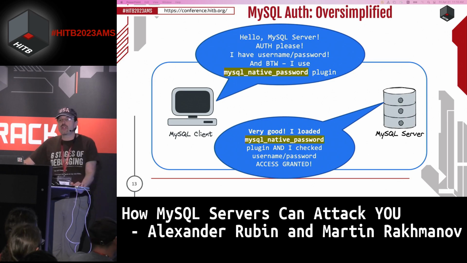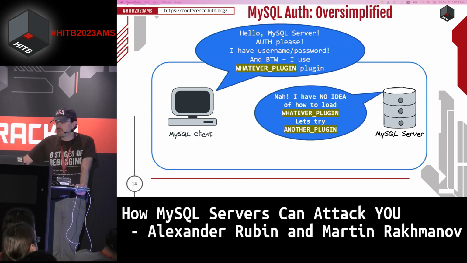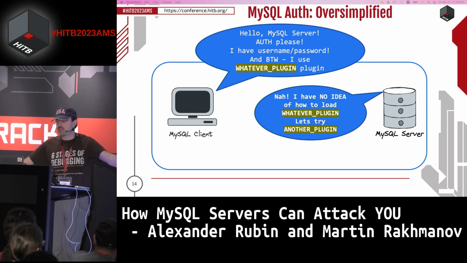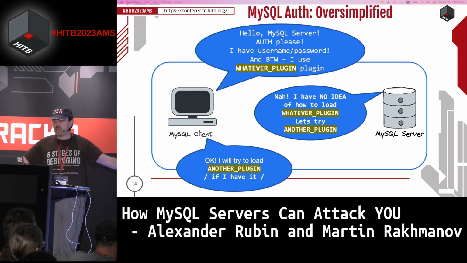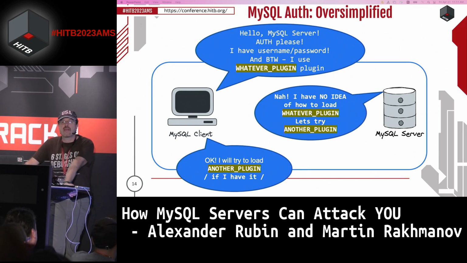Now, let's say that you have created your own version of auth plugin. And then you connect to MySQL again and say, hello, MySQL server. I have username and password, but now let's use whatever plugin that I have created. And the server says, well, wait a minute. I don't have this plugin you're asking for. But let's use another plugin that we both know. Plugin, again, is a language that both client and server speak. So they're trying to agree on the language that they will be speaking. So the client will say, okay, I will load this other plugin name if I have it on the disk.